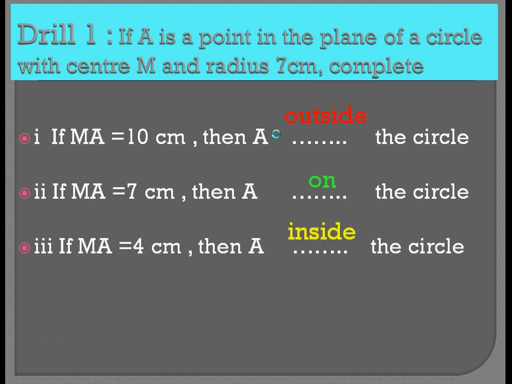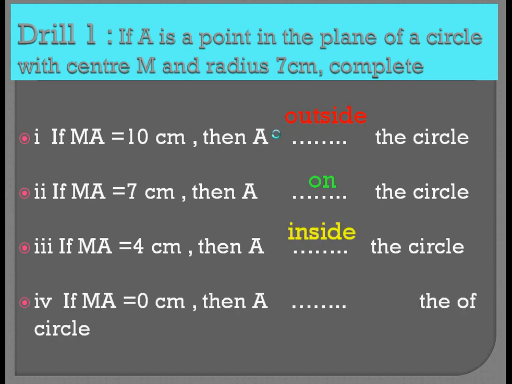In the fourth example, we have MA equals 0 centimeters, then A is blank with respect to the circle. We can say that the distance from the center to the point A is equal to 0. So A didn't move, and we can say that A is lying on the center of the circle.